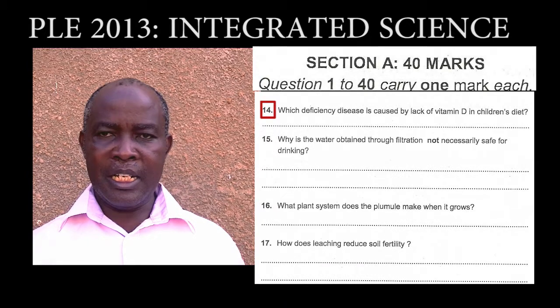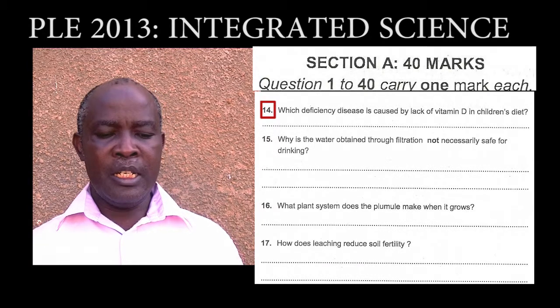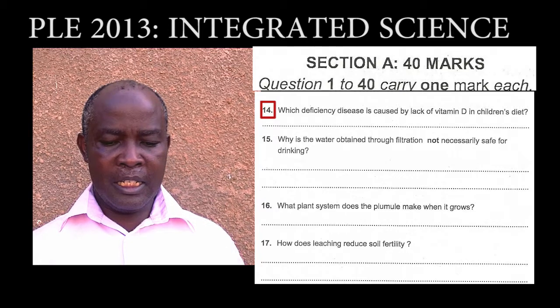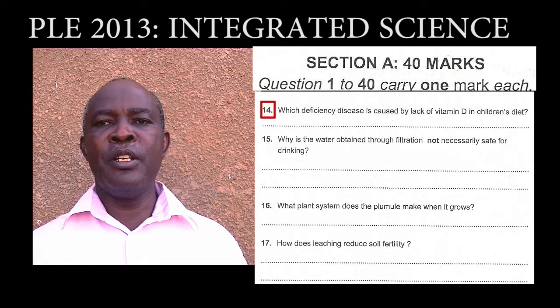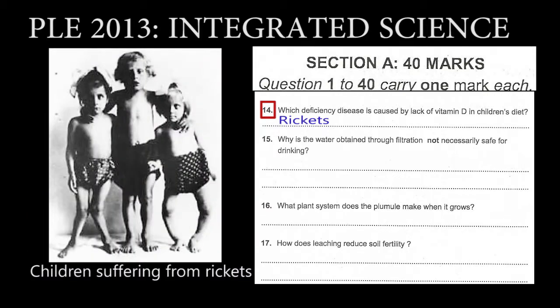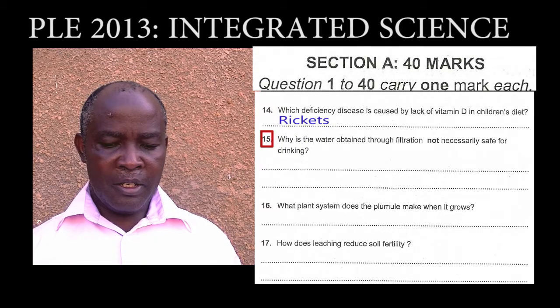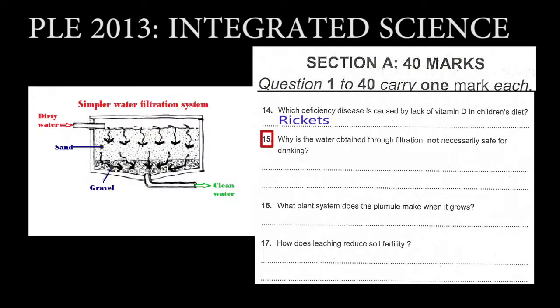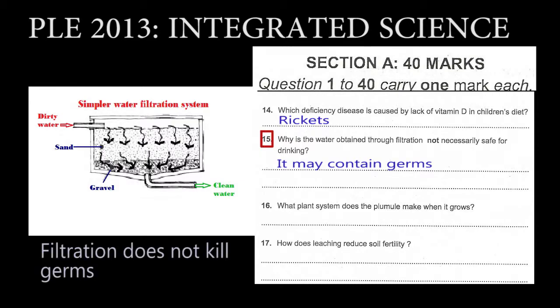Number 14, which deficiency disease is caused by lack of vitamin D in children's diet? That is rickets. Rickets cause bending of legs in the children. Number 15, why is the water obtained through filtration not necessarily safe for drinking? It may contain germs.